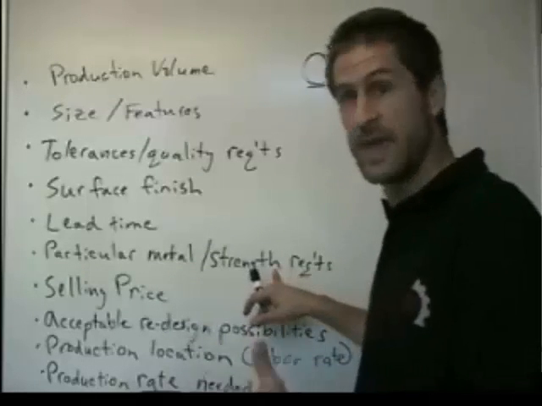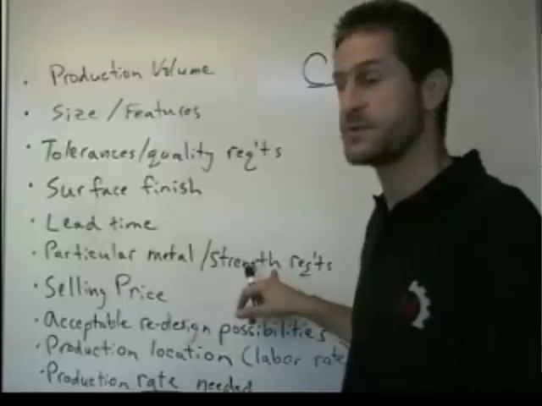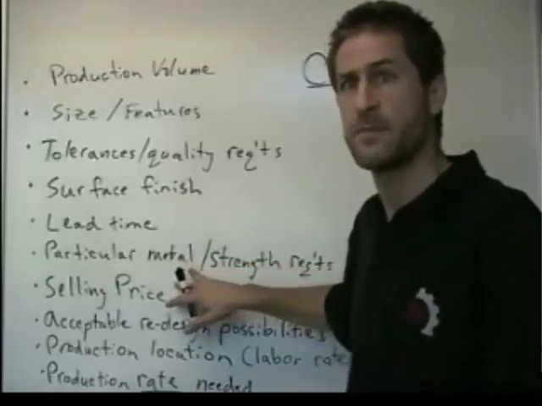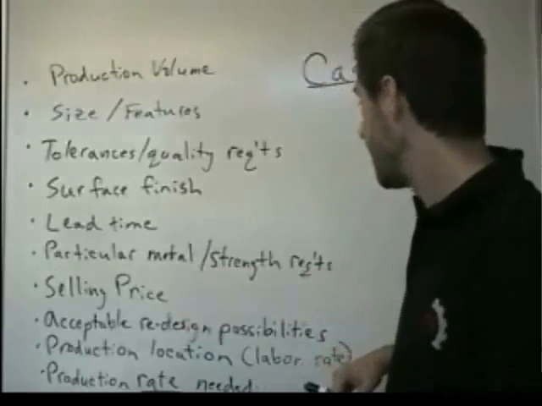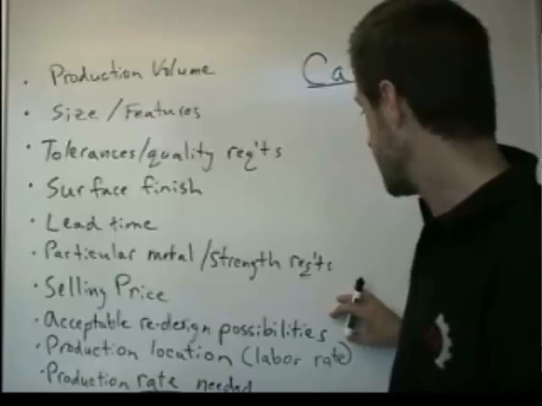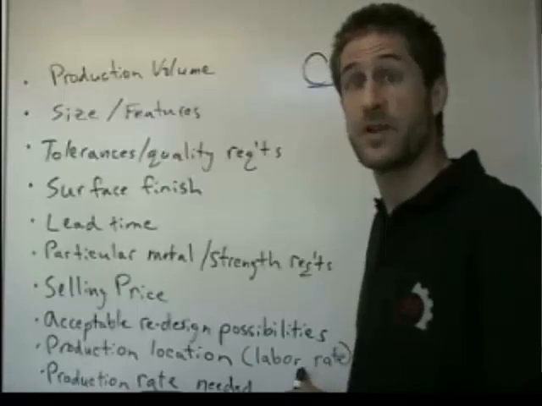We do, within a particular low melting temperature metal, though, get a pretty good strength out of it. Selling price, probably not too many limitations. You can sell pretty cheap parts that are die cast. And as I said, about any shape you can produce. Production location, it's not a real high labor intensive process because it's fairly automated.